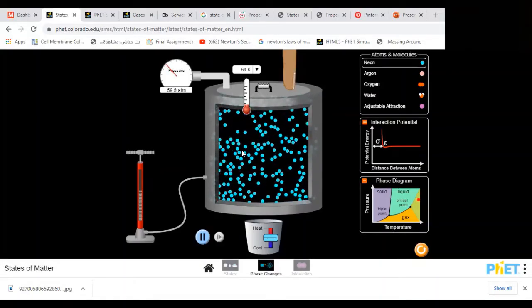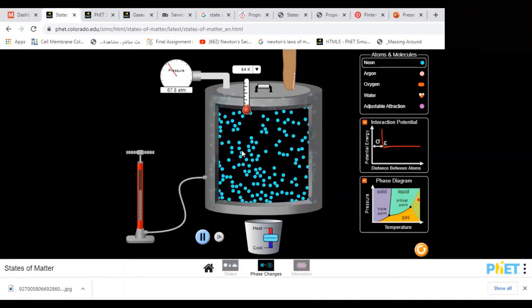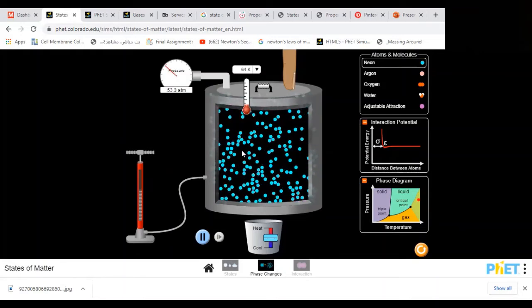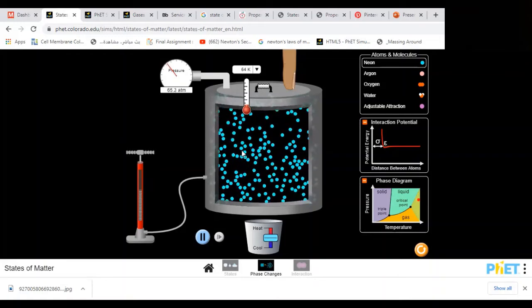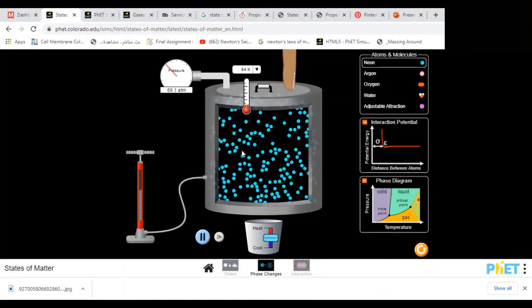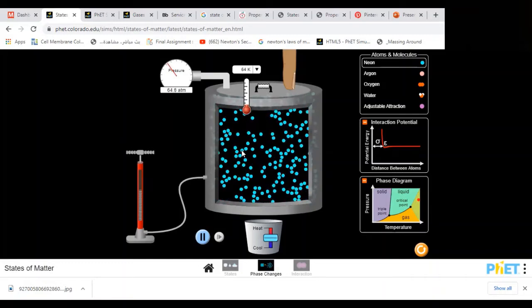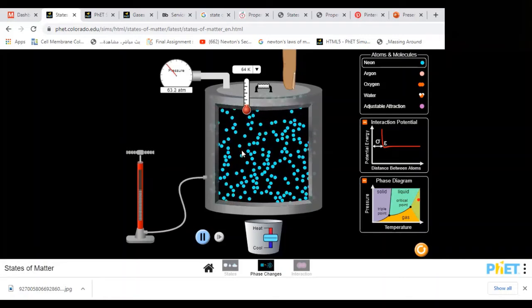Now I want to see the effect of pressure on state of matter. We saw that by heating, I can change from solid to liquid to gas, and by cooling, I can change from gas back to liquid, back to solid, or even from solid to gas directly, or gas to solid directly. Now I wanted to see the effect of pressure.